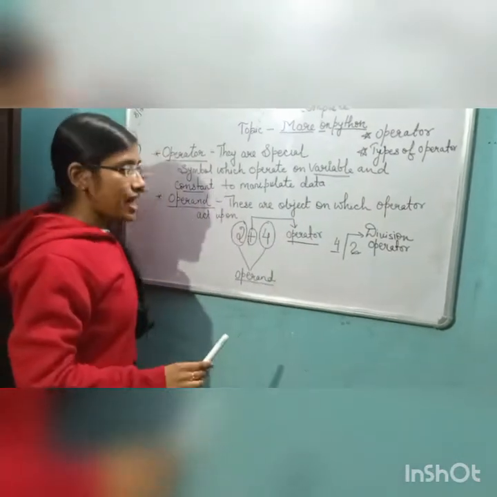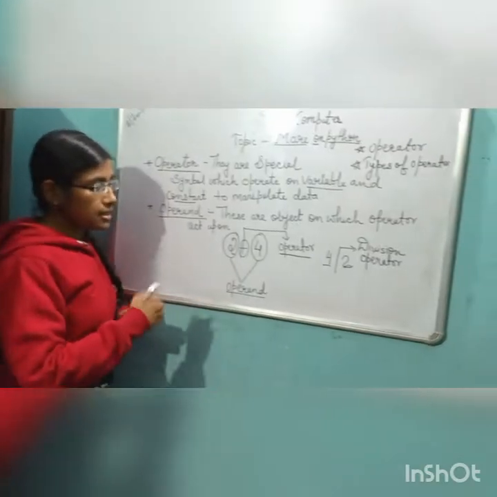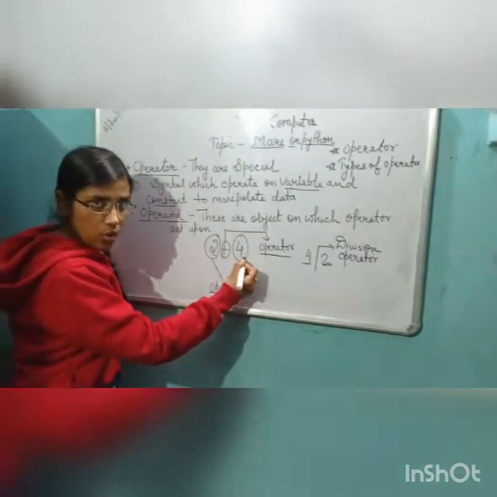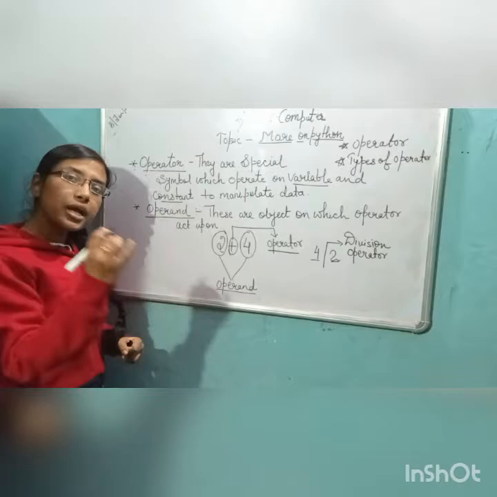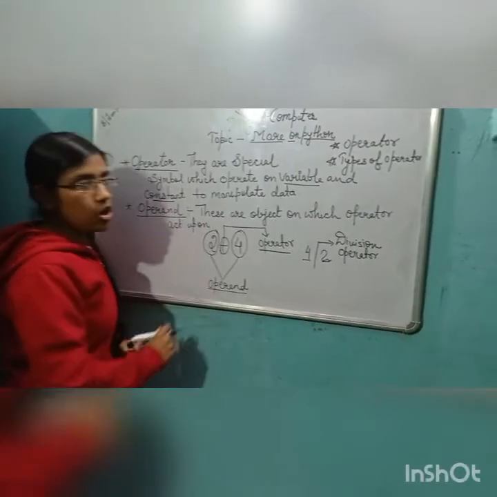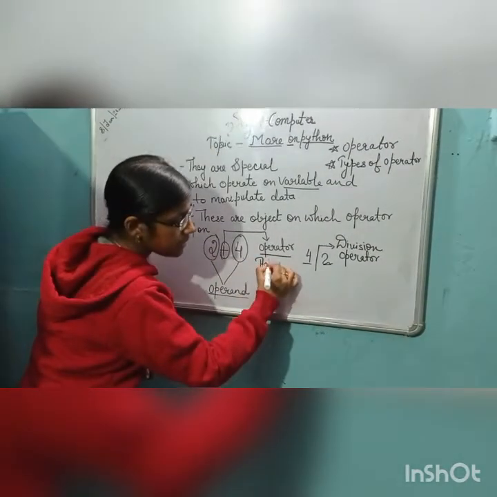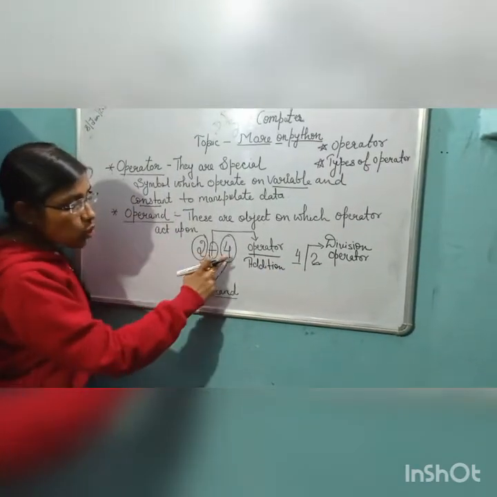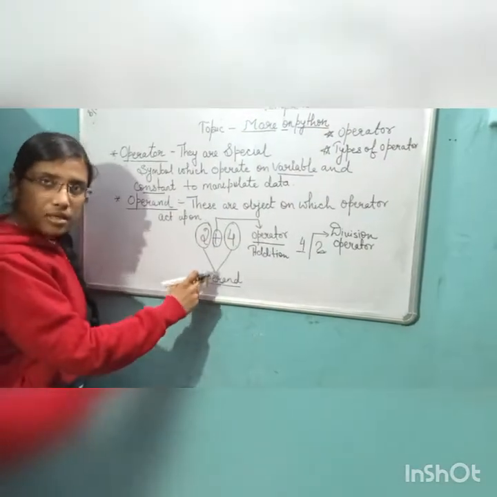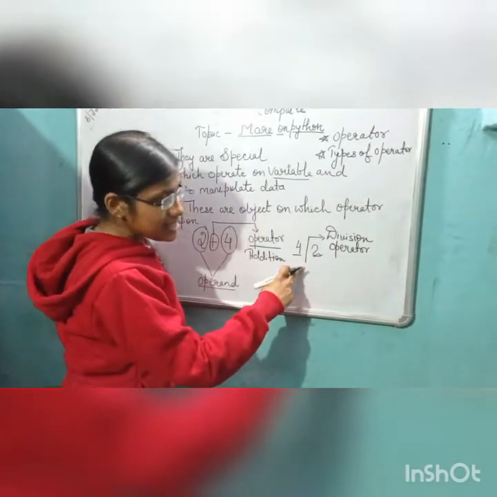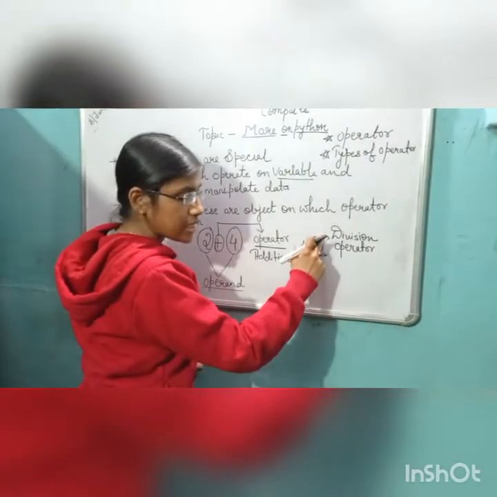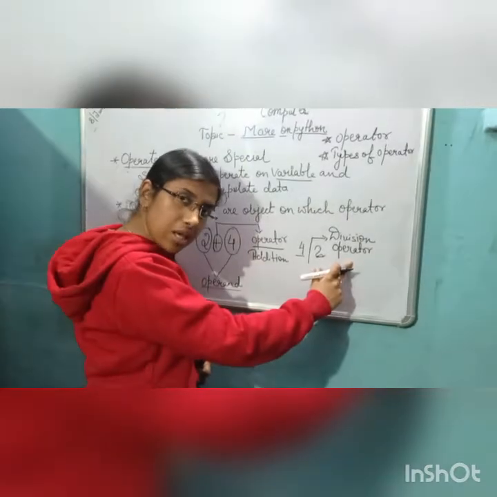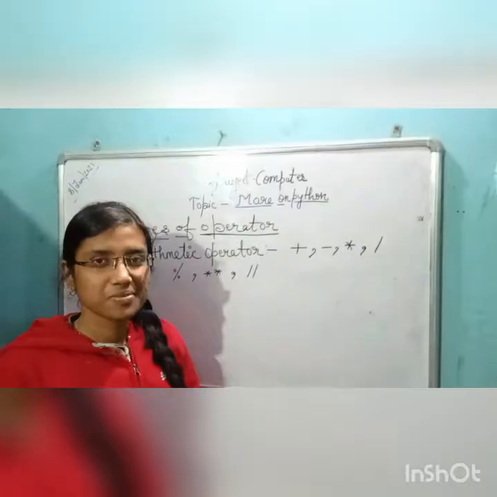Let us understand these two with an example. 2 plus 4. Here, which operator is being used? Addition operator. Fine. And 2 and 4 are the operands. Next, 4 divided by 2. Here the division operator is being used.